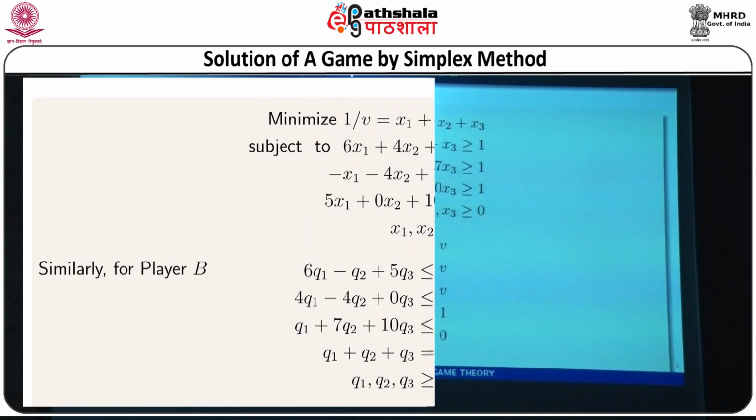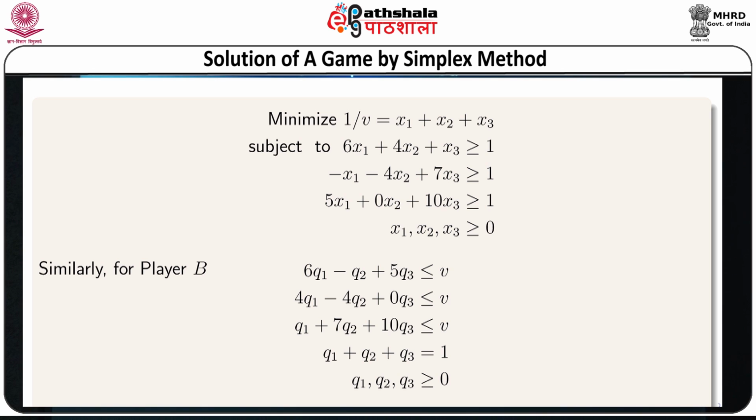Now, we formulate the game for player A as: minimize 1 by V equal to x1 plus x2 plus x3, assuming P1 by V as x1, P2 by V as x2 and P3 by V as x3, and subject to the constraints 6x1 plus 4x2 plus x3 greater than or equal to 1, minus x1 minus 4x2 plus 7x3 greater than or equal to 1, 5x1 plus 0x2 plus 10x3 greater than or equal to 1, and x1, x2, x3 are all non-negative.